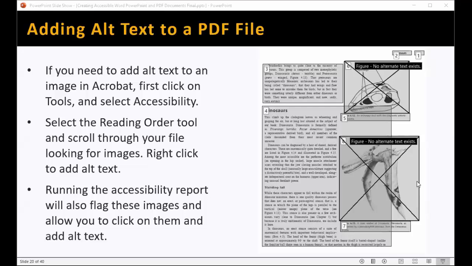Another method for adding alt text in all three of these programs that we're talking about today is you could run the accessibility checker, which I'll show you later on. Once you run the accessibility check, it will flag all of the images that are not described and allow you to click on them and add alt text there. So that's another workflow method if you prefer.